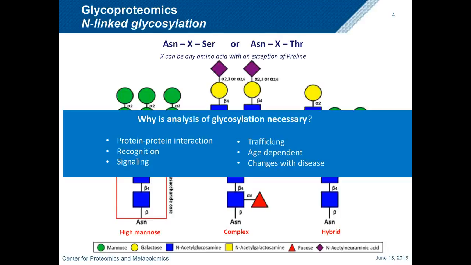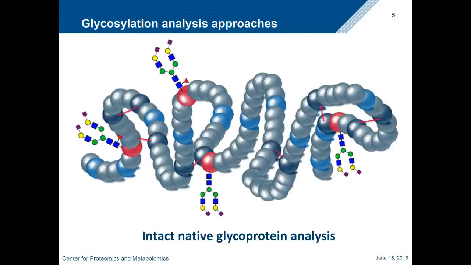But why is it really important that we do analysis of glycosylation? That's due to the fact, as I've already mentioned previously, that it can largely influence the protein function. So it can influence the protein-protein interaction. It can also play a role in recognition, signaling, trafficking. But we also know, looking at glycosylation profiles, that they can be really age-dependent. The older you get, the more differently your glycoprofile will look. But we also know that it can change with disease. So this is all rather interesting to see, but how can we analyze glycosylation?